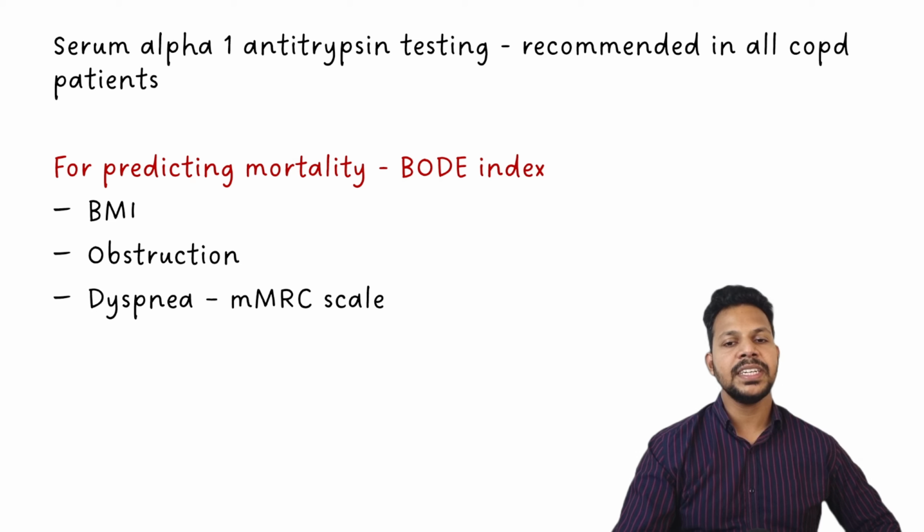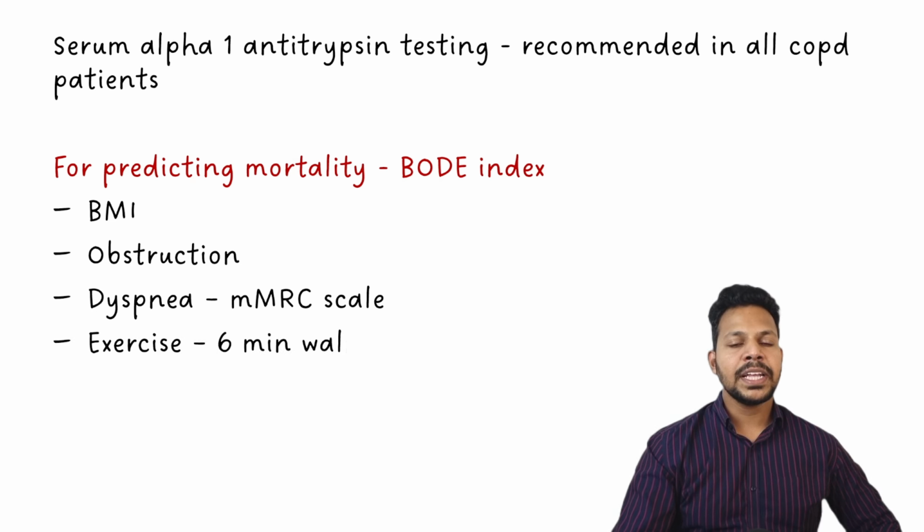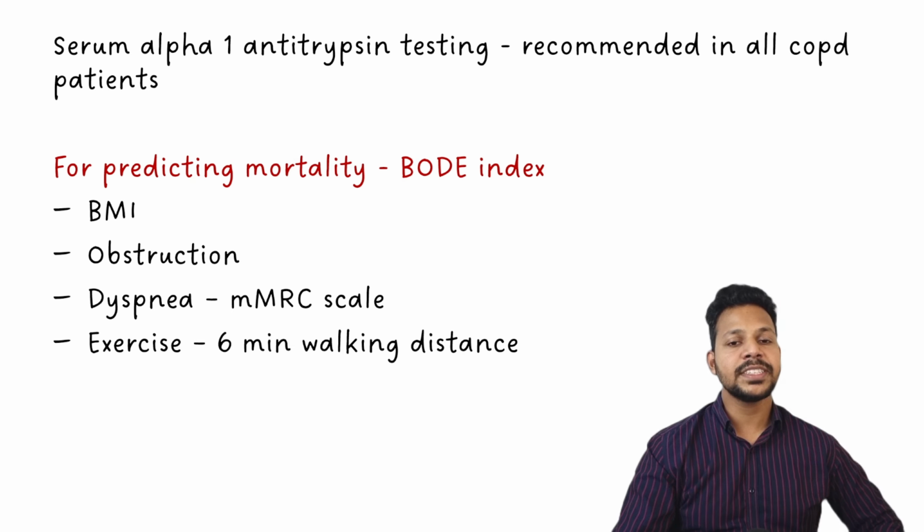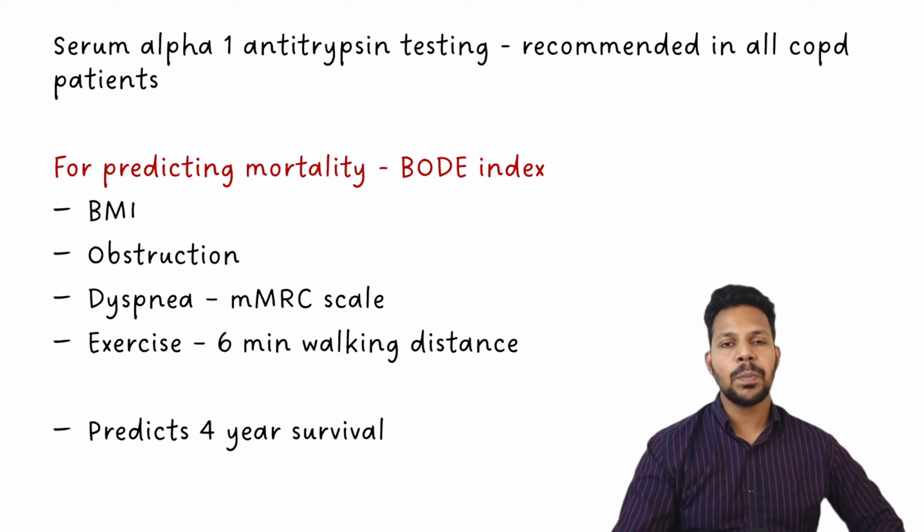E for exercise capacity, that is made out by making the patient walk for 6 minutes and looking at the distance that the patient will be able to cover. That is a 6-minute walking distance. This predicts the 4-year survival in the patient. This is complex and there are multiple points involved in this index.